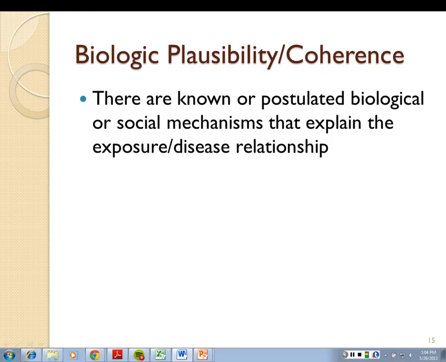An association is biologically plausible when it is consistent with other knowledge, meaning that a biological or social model exists to explain the association, and that the association does not conflict with current knowledge of natural history and the biology of disease. Now again, just because it doesn't fit with a currently known biological model doesn't necessarily mean it's not a causative factor. The biological model could be wrong. But if you can pose a biological reason for why you're seeing this exposure-outcome relationship, you have stronger evidence of causality.